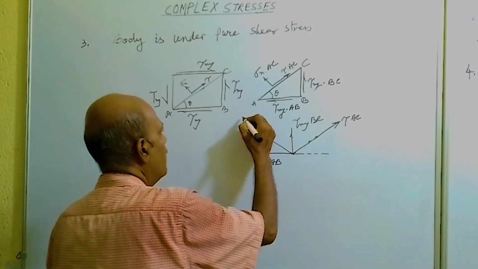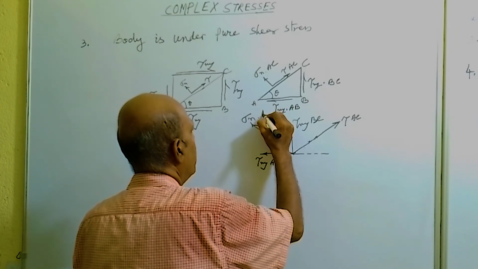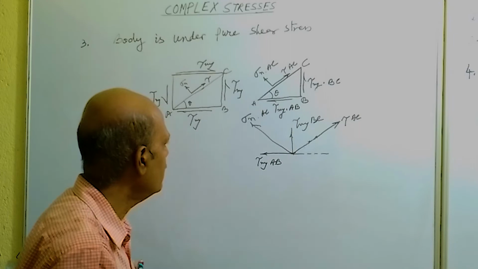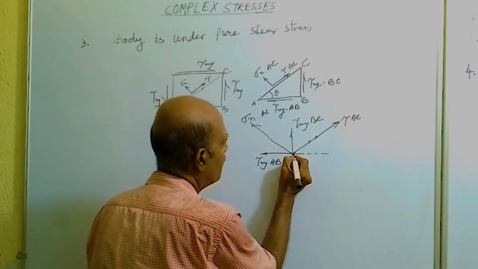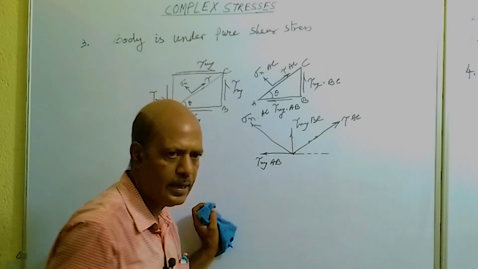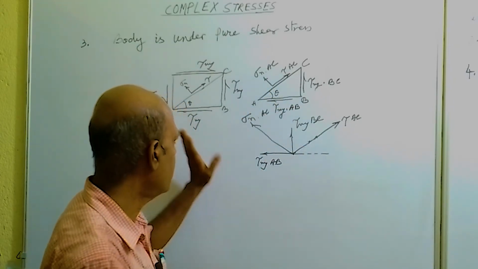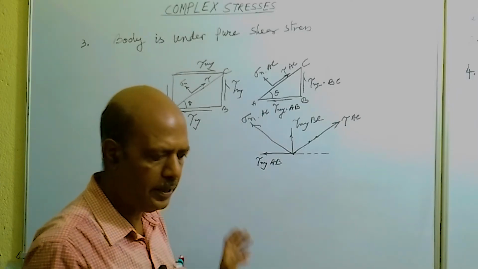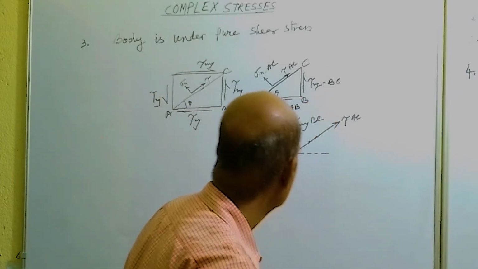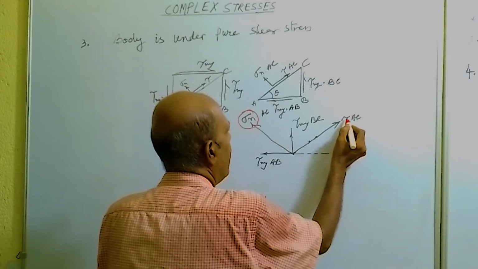That normal stress value, normal force, will be equal to sigma n into AC. So these are the four forces acting from this initial point. This is the vector diagram we have drawn from this element. The four forces are acting. Now we are going to find tau and sigma n value.